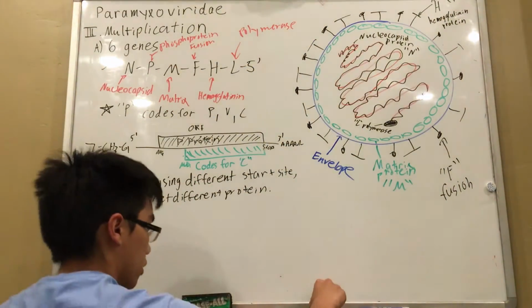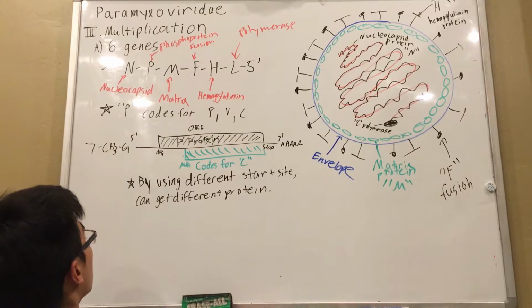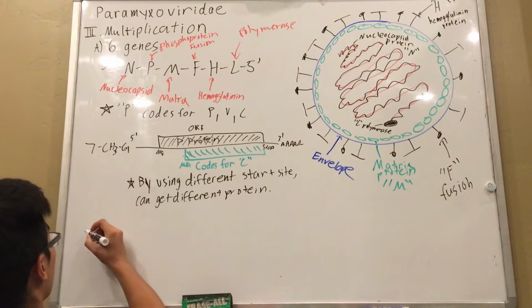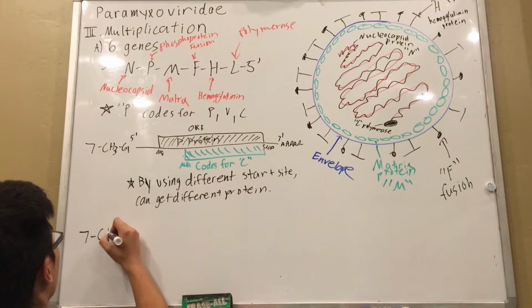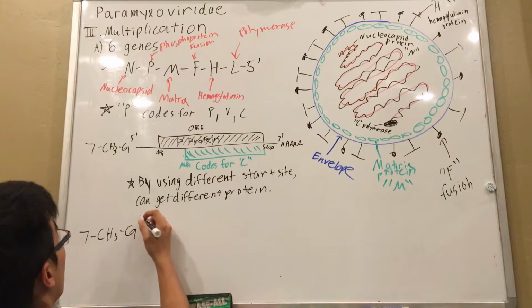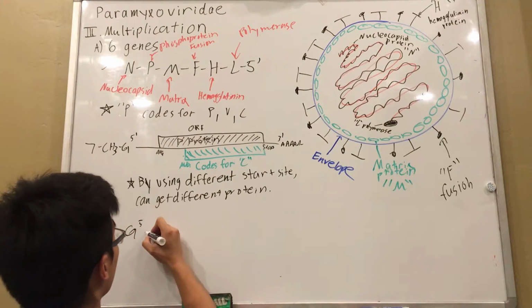Okay, so here's a picture. I'm going to try and illustrate how V is made, and we'll have this picture again later.